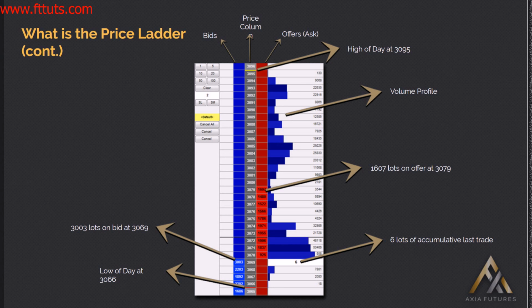And the converse is true if the bid is hit. It's going to go red in the first instance, for whatever size was hit first on the bid, and then when the bid is hit further after that initial hit, it'll change to white, and that is the cumulative last trade.